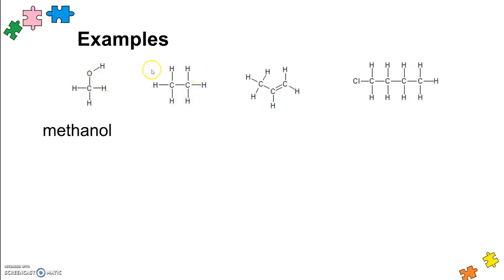If I look at my second example over here, I see there's only single bonds, which tells me it's an alkane. In this alkane, I know that I don't have to identify the position of the functional group, so I'm not going to have any numbers. I've got 2 carbons, so this one will be called ethane for the 2 carbons.